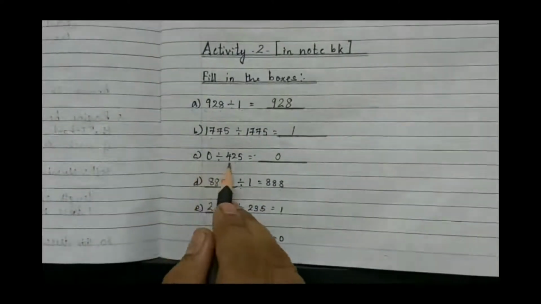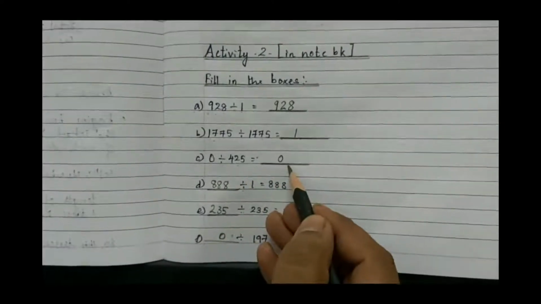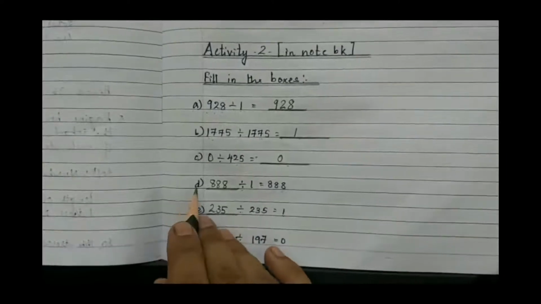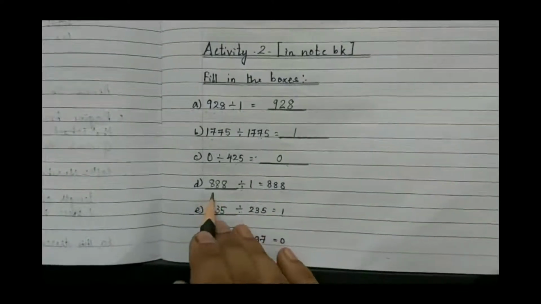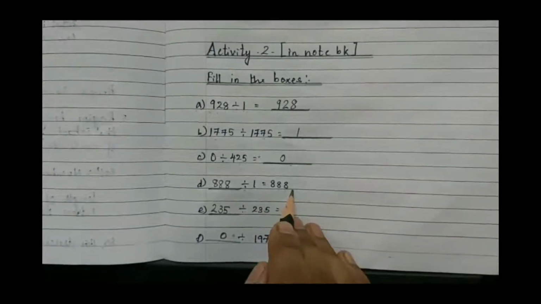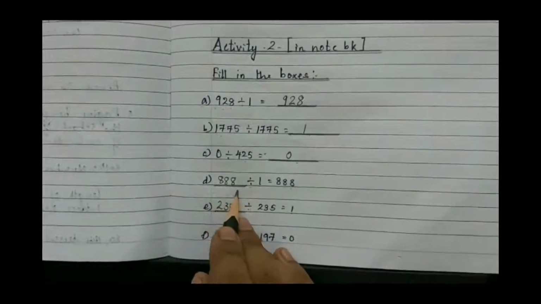Then C, 0 divided by 425, you will get the answer as 0. 0 by 0 is not possible, so we are going to have the 0. D, you cannot divide it. Dash divided by 1 is equal to 888. That is, the quotient is 888. That means the dividend is also 888.